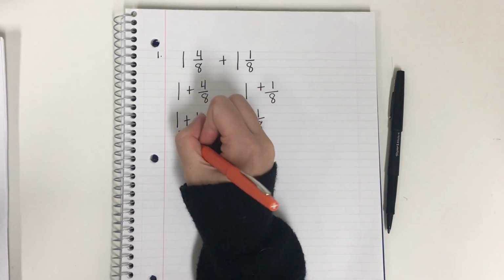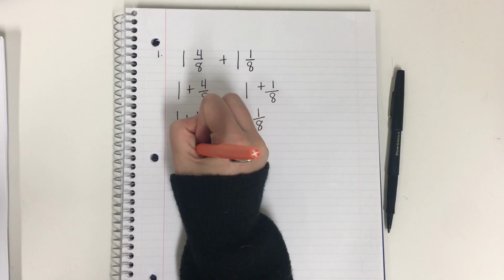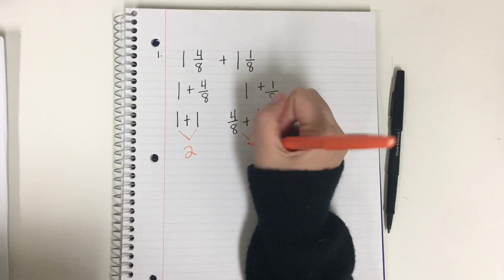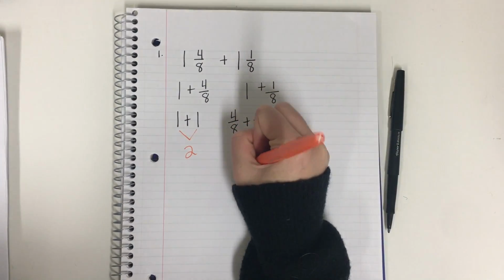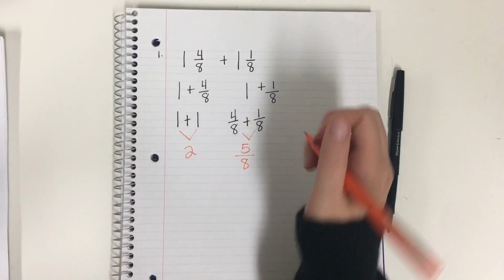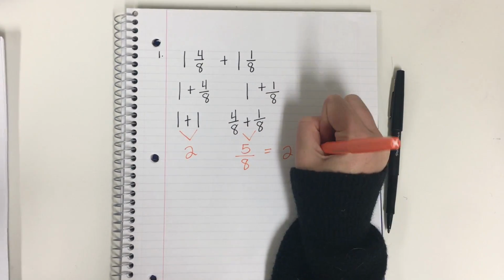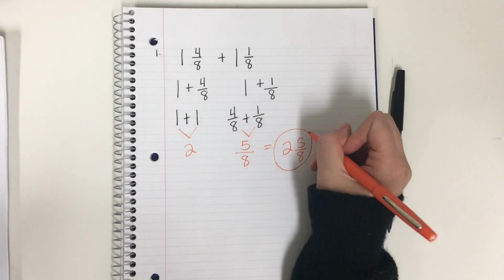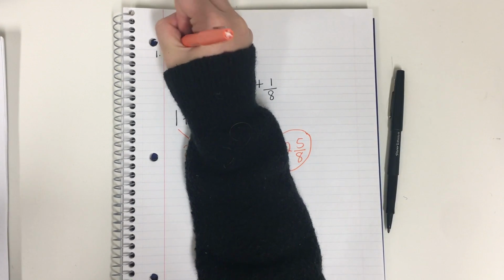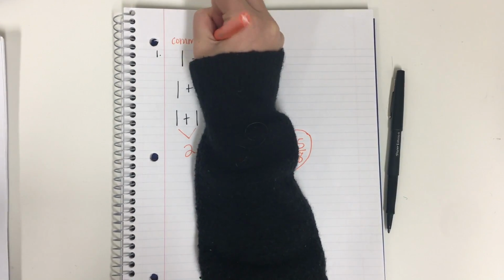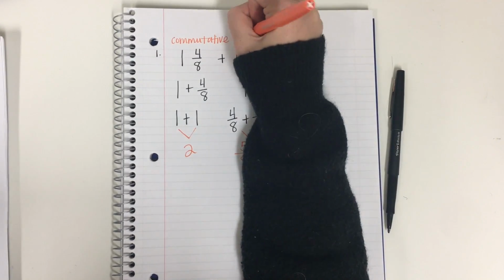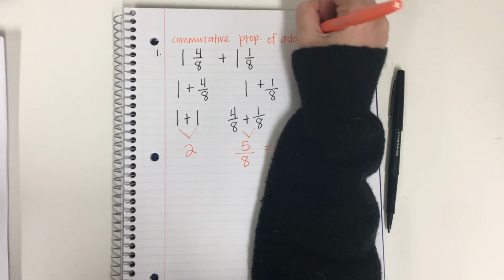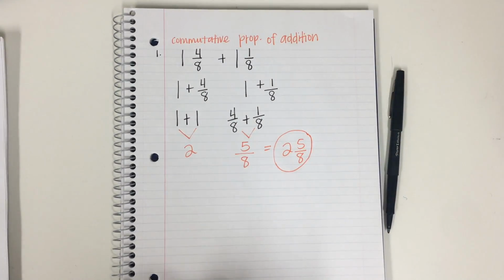Okay, then I'm going to do my addition. I have a 2. I add only my numerators because my denominators are the same. Okay, so I do 5/8, then I combine, and my number is 2 and 5/8. Okay, so this is my commutative property of addition. So there's 2 ways to tackle it. Whichever one works for you, do that.